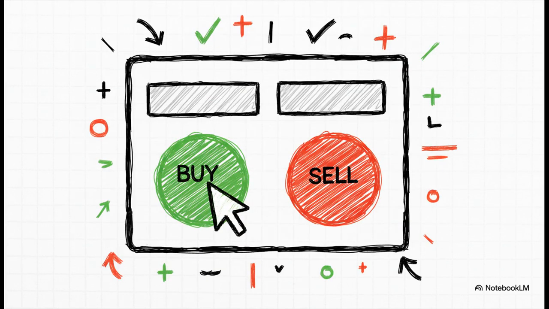And that brings us to the third piece, the order form. This is your action zone. This is the cockpit.